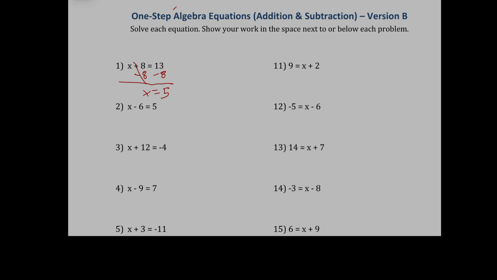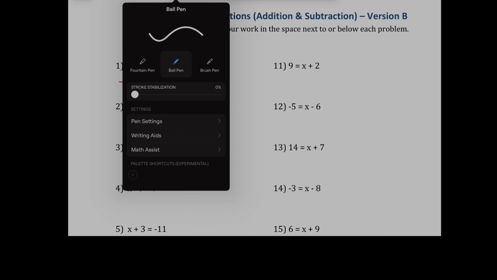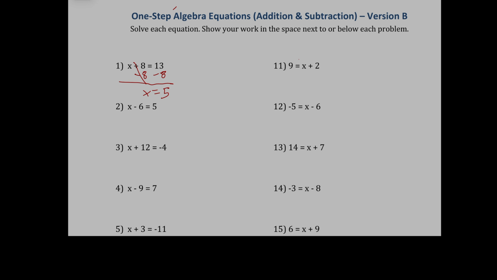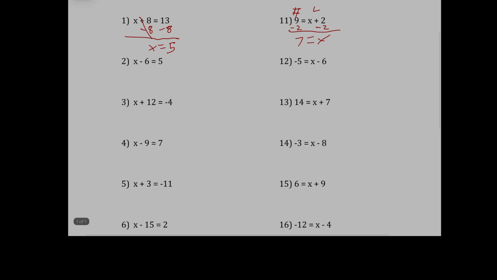What I want to do is get letters on one side and numbers on the other. Well, that's simple enough. This is going to be the letter side, and this will be the number side. So I'm going to go minus 2, and this is just going to turn out to be 7 equals x. You don't need to switch them around. That's a good enough answer right there. Go on to number 2.